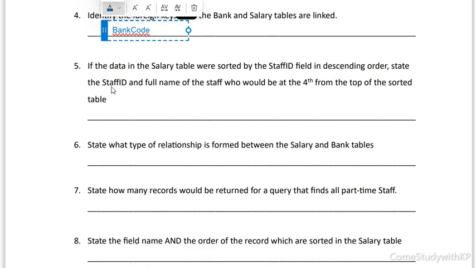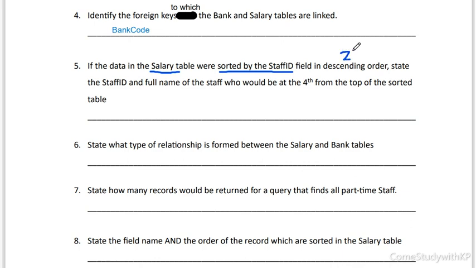If the data in the salary table were sorted by the staff ID field in descending order, we know descending order is Z to A, right? So if the data in the salary table is sorted by staff ID field in descending order, state the staff ID and full name of the staff who would be at the fourth from the top. Wow, that's a lot.